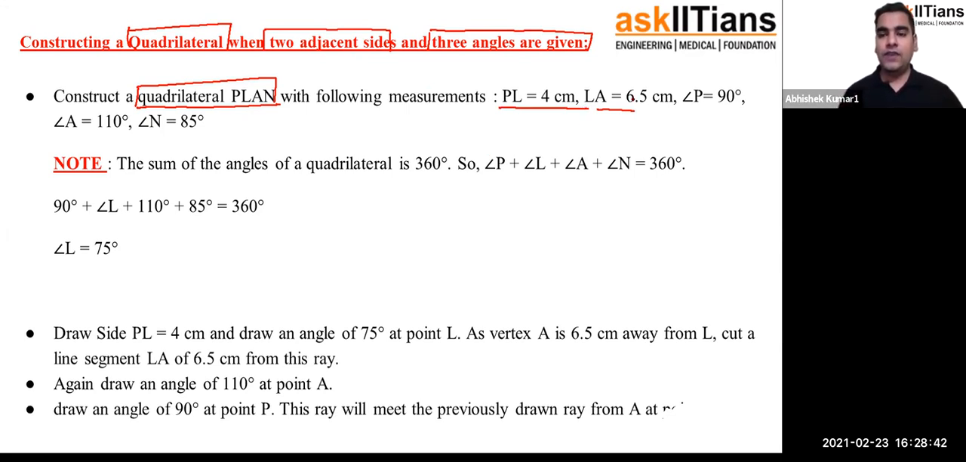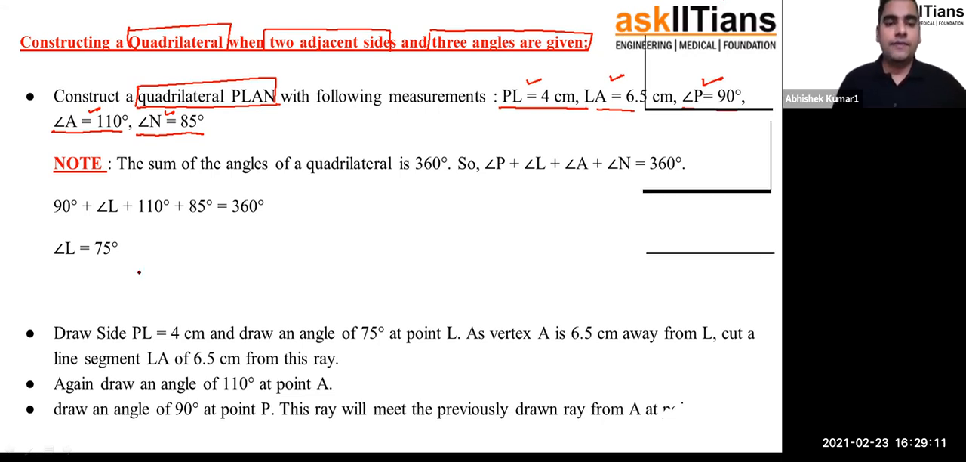Apart from this, what do we have? You are provided angle P, which is 90 degrees. You are provided angle A, that's 110 degrees. You are provided angle N, that's 85 degrees. So you are provided 2 sides, PL and LA, and apart from the 2 sides, you are provided 3 angles, and the angles are angle P, angle A and angle N respectively. Then how this particular quadrilateral can be constructed, that's what we are going to learn today. All right, so let's see what can be done.